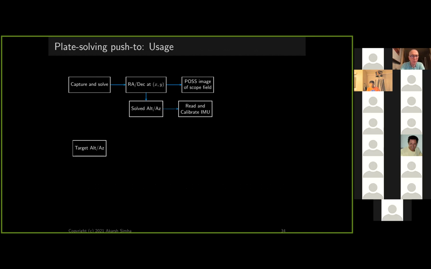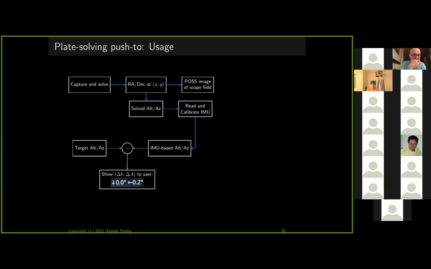Okay, so that's the calibration and alignment. How do I use this system? So the way it works is capture and solve runs in a loop. And again, we pick up the RA and Dec of the scope position, which we know from the pixel offset, and we calibrate the IMU in the process. I've gone over this a bunch of times. And I'll come back to this pause image part in a moment.